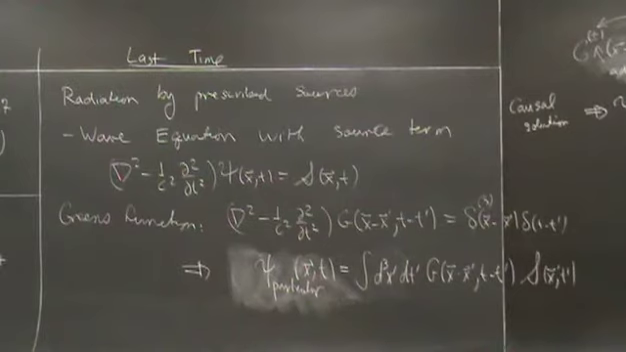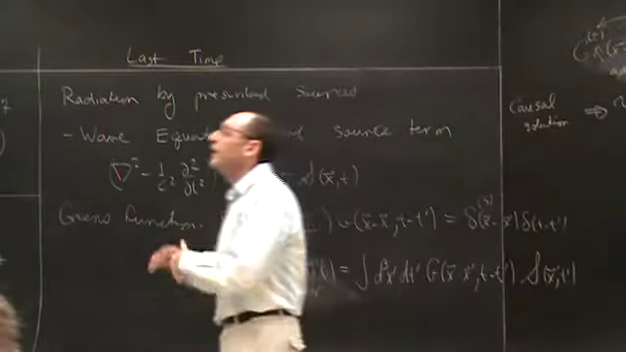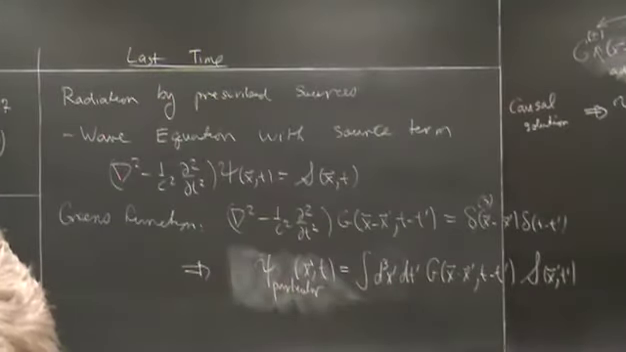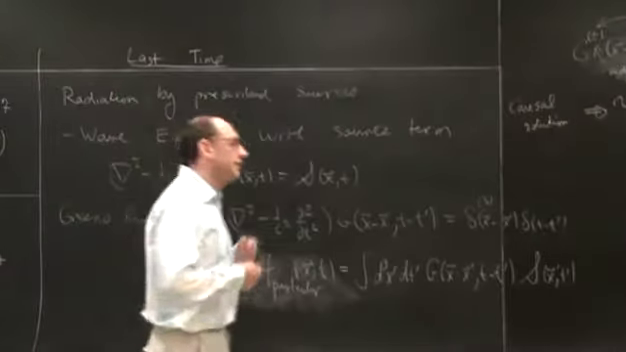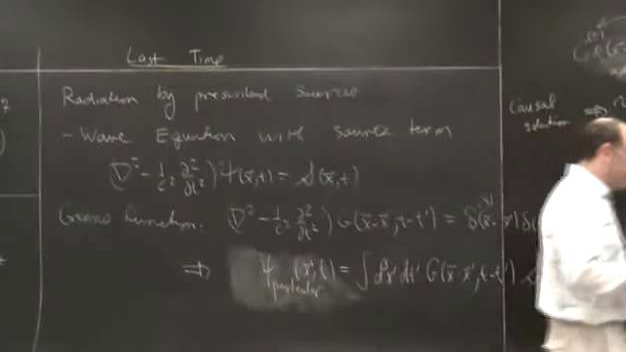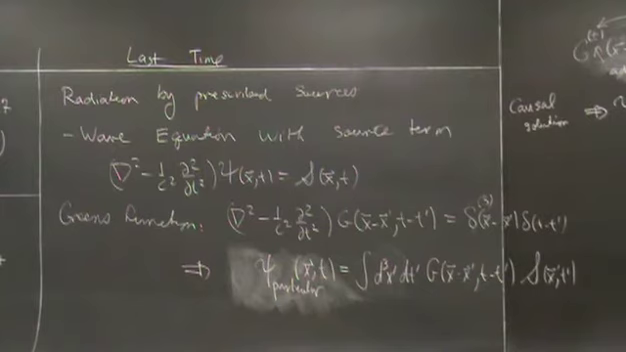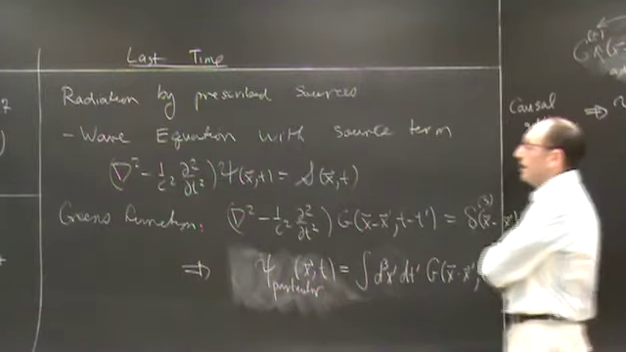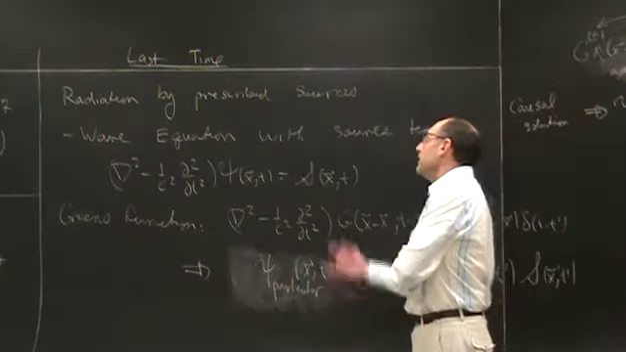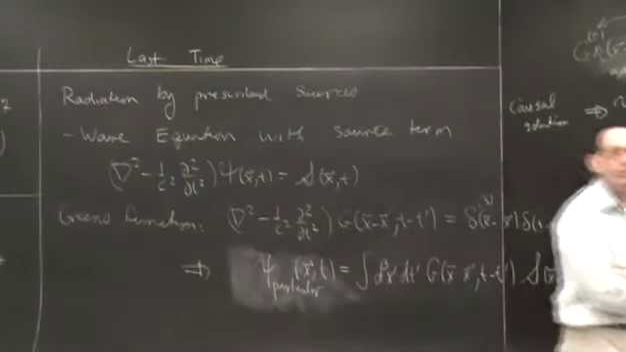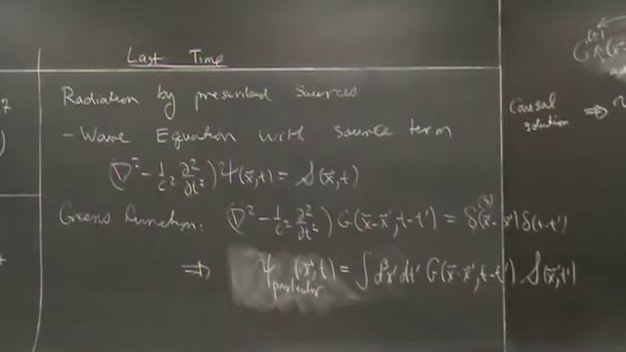Last time we started this important discussion of understanding electromagnetic radiation, with prescribed sources that are moving in space and radiating electromagnetic waves. To do that, we began by looking at the wave equation for a scalar wave that is being driven by some source term.